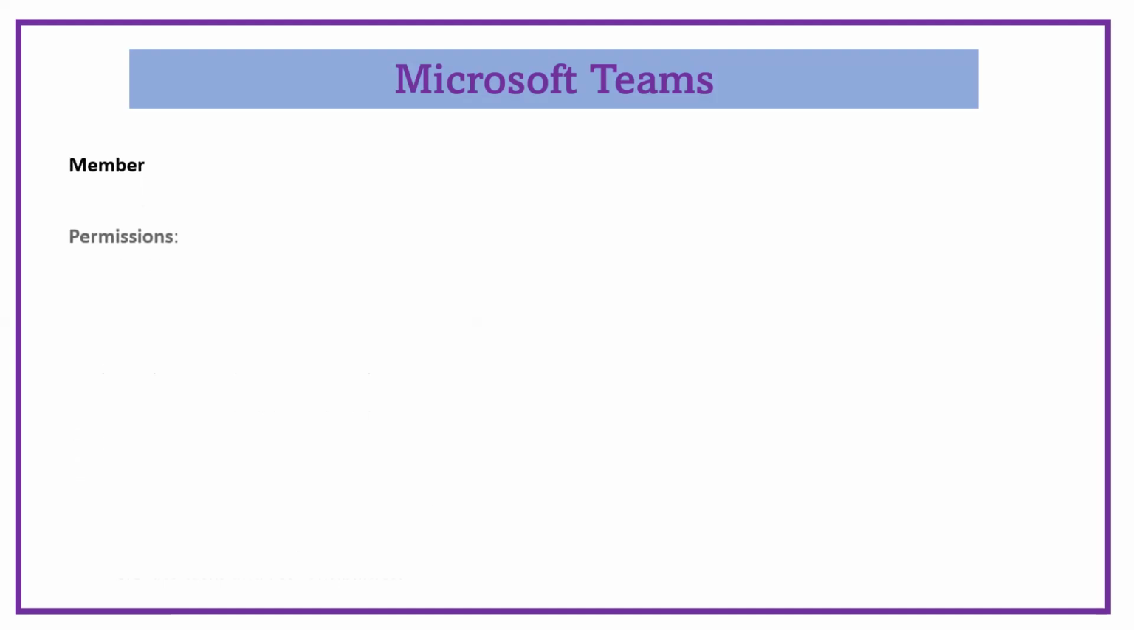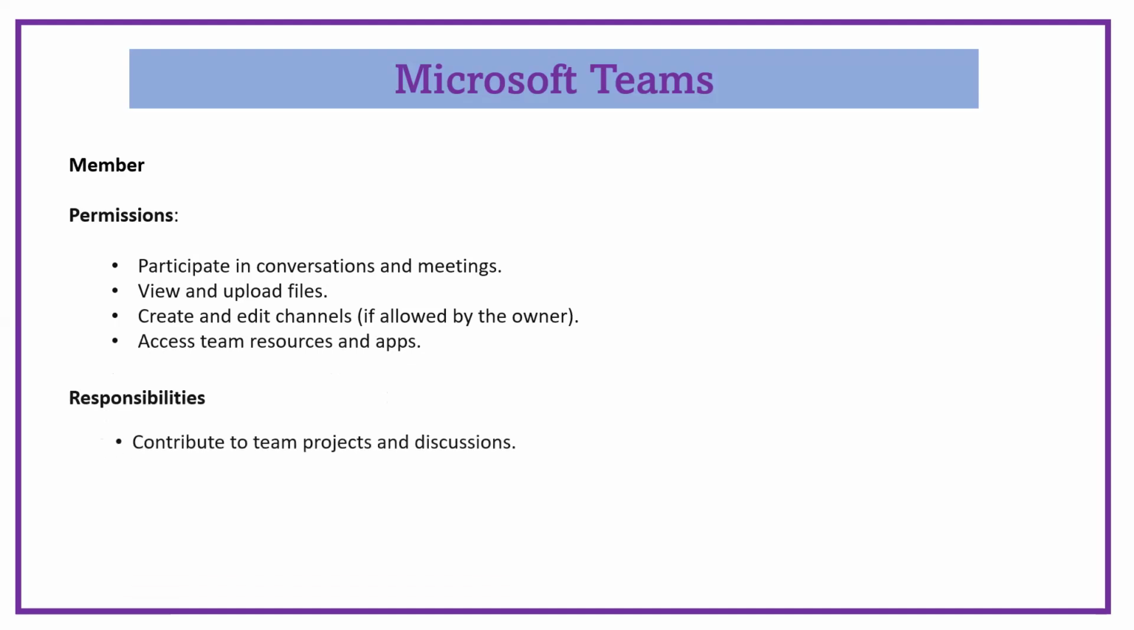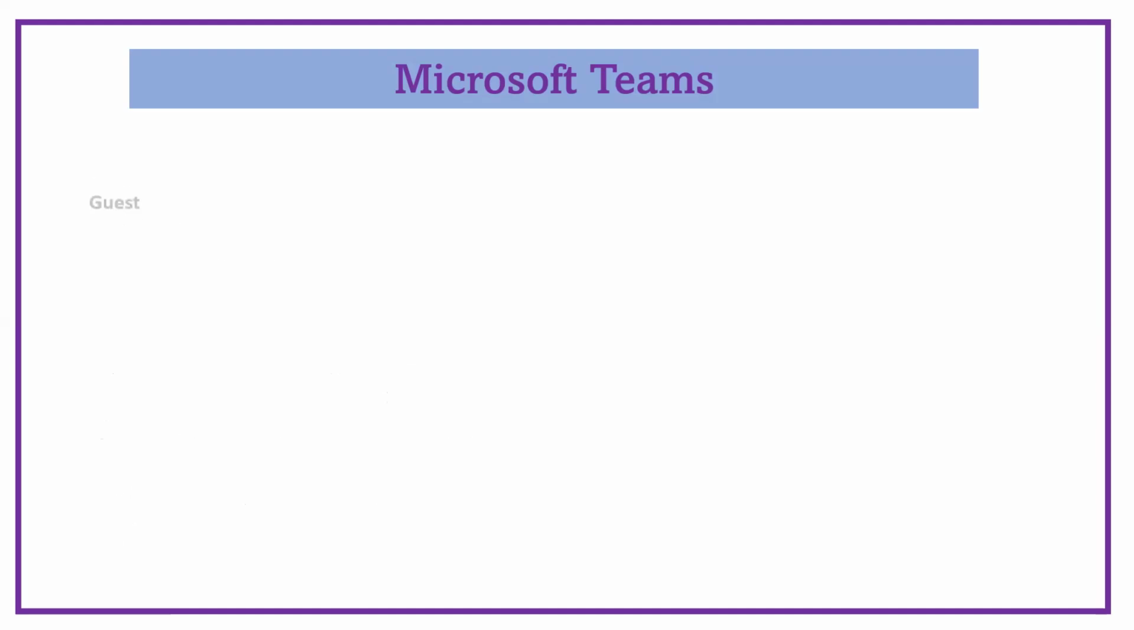Next is member. Permissions for the members: participate in conversations and meetings, view and upload files, create and edit channels if allowed by the owner, access team resources and apps. Responsibilities: contribute to team projects and discussions, collaborate with other team members, follow team guidelines and protocols.